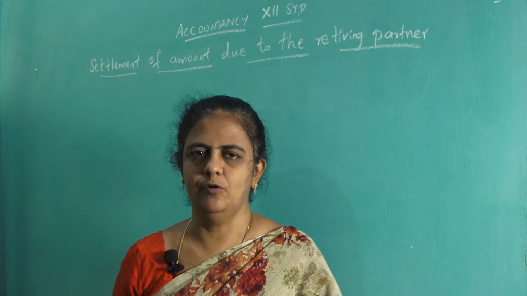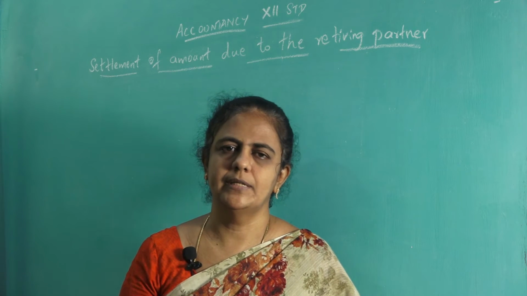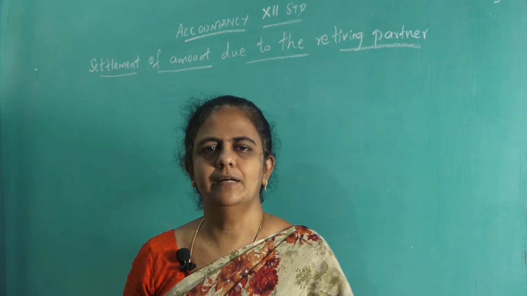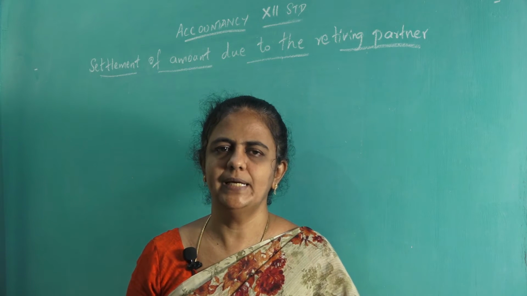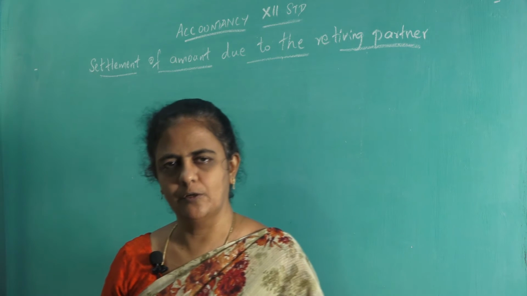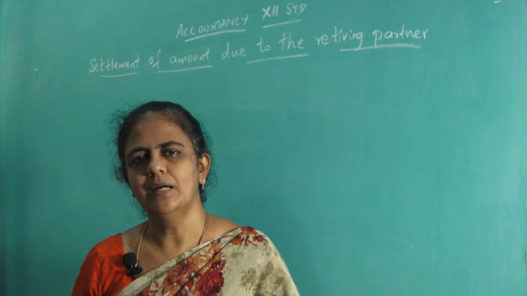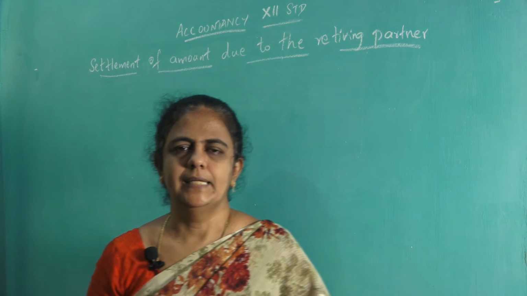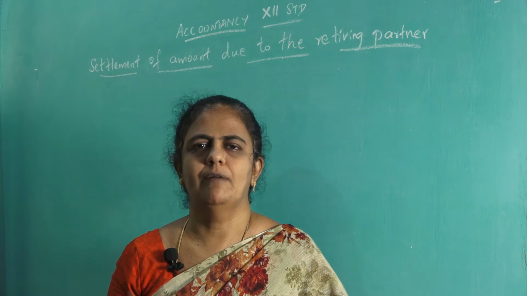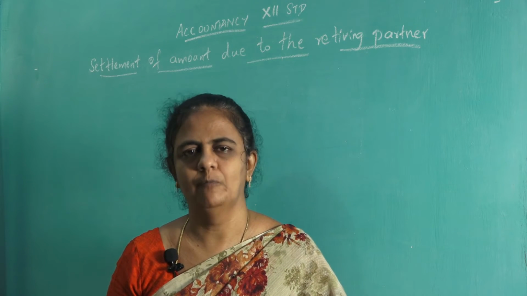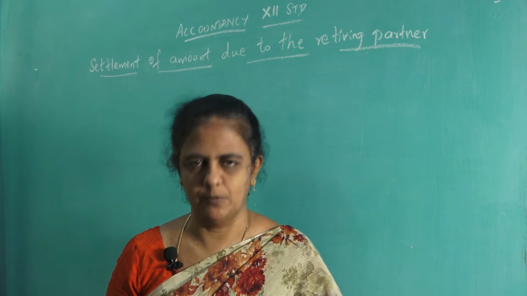So, this profit and loss you have to find out and put it in the revaluation account and find the final profit. This profit or loss that we get after preparing the revaluation account should be transferred to the partners' capital account. Then you have to prepare the capital account and find out what is the amount due, what you have to settle for the retiring partner. So, first we will do the revaluation account.